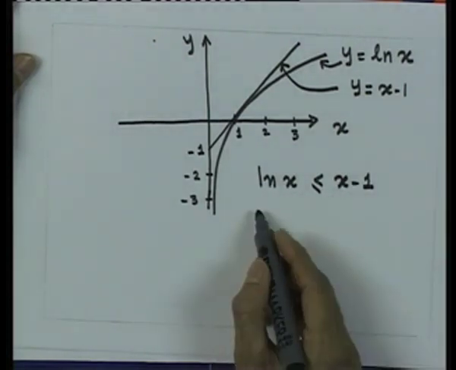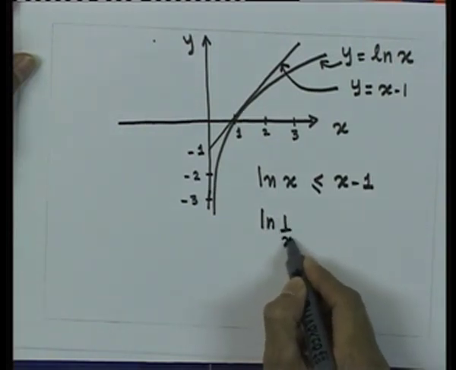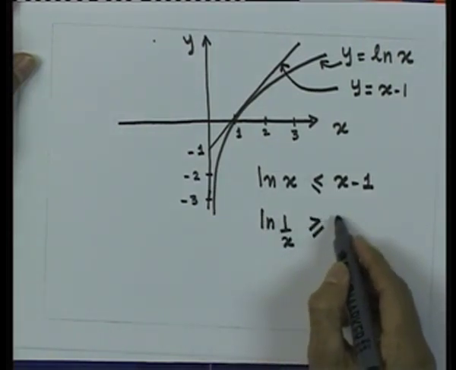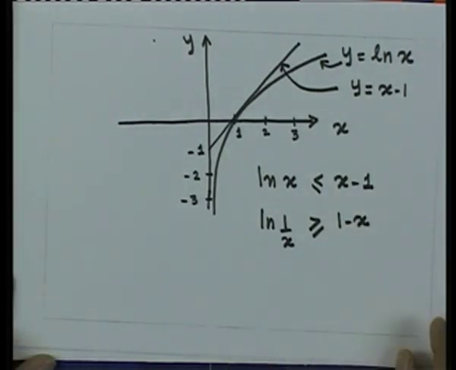So, if I multiply this by minus 1 on both sides, what I get is log 1 by x is always greater than or equal to 1 minus x. With this small inequality, we will go ahead and find out the maximum value which we can get for the entropy of the source, or the maximum information contained in a particular source S.